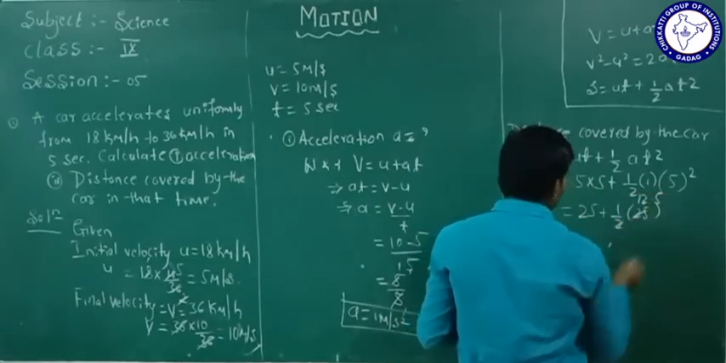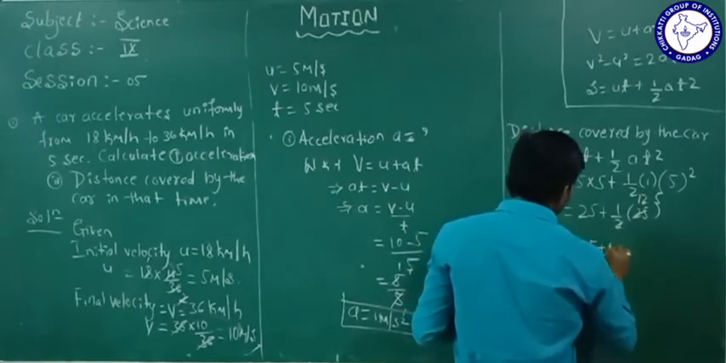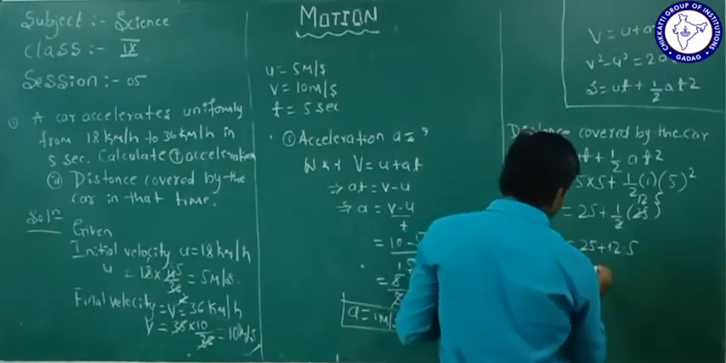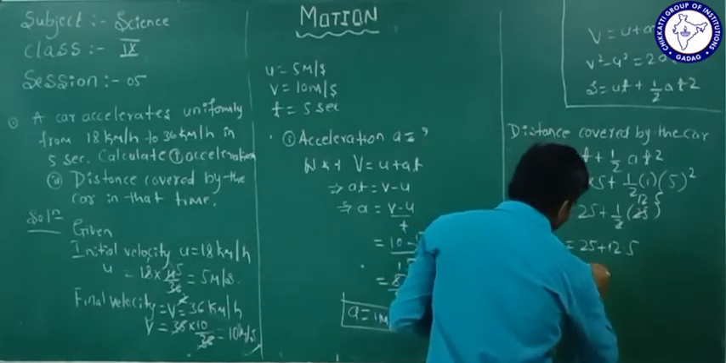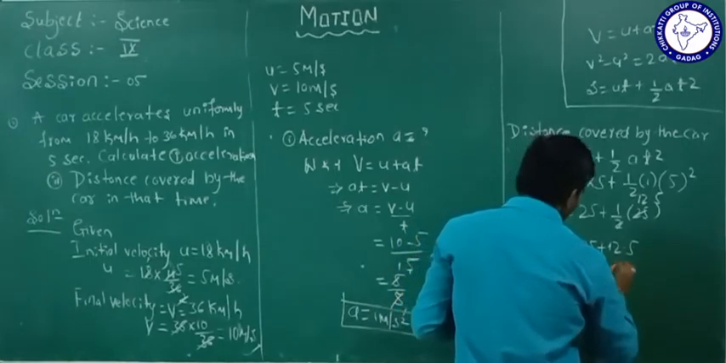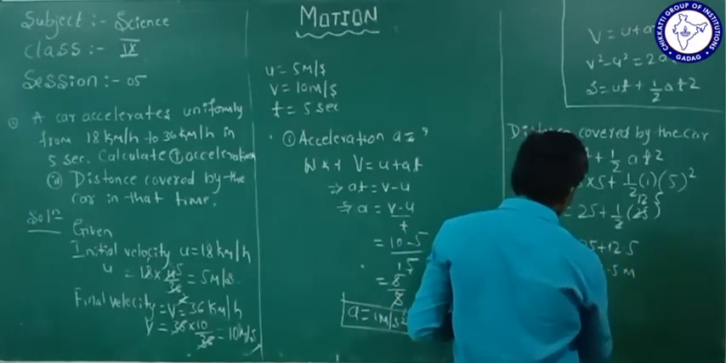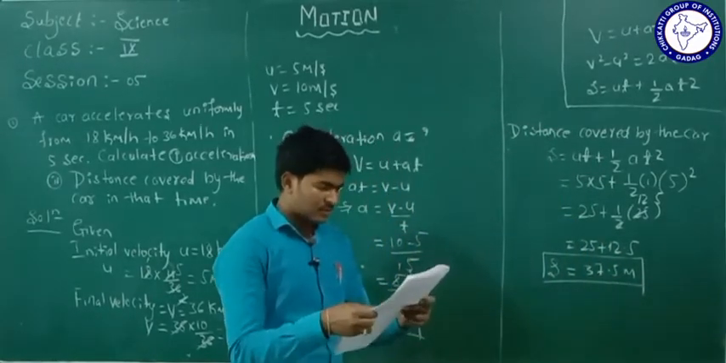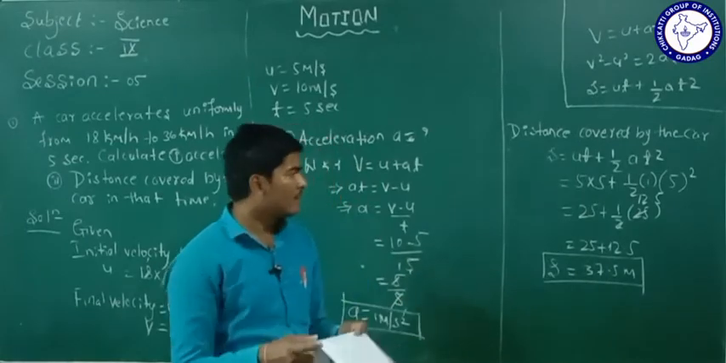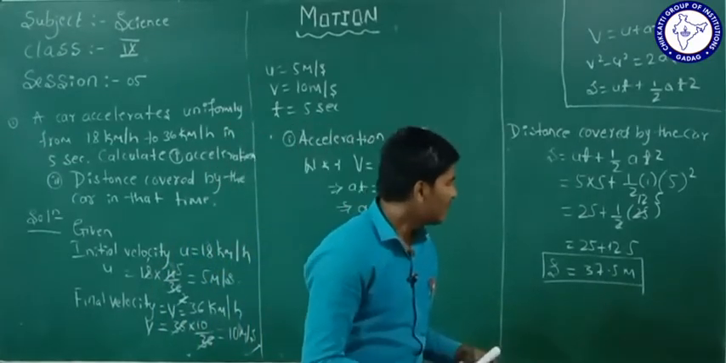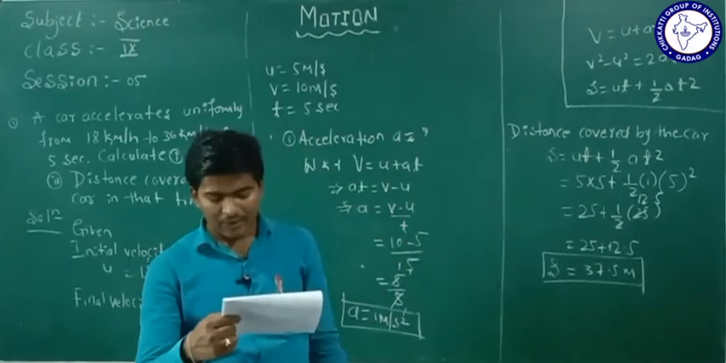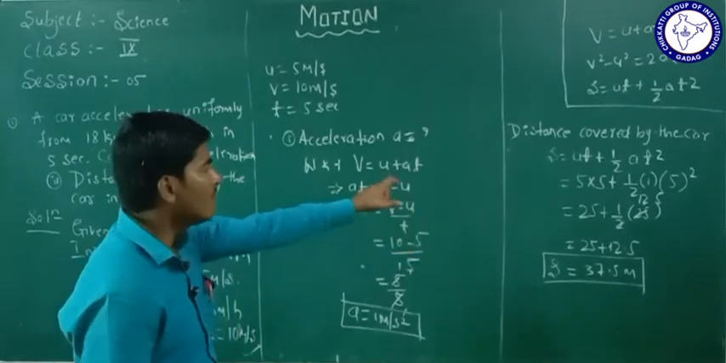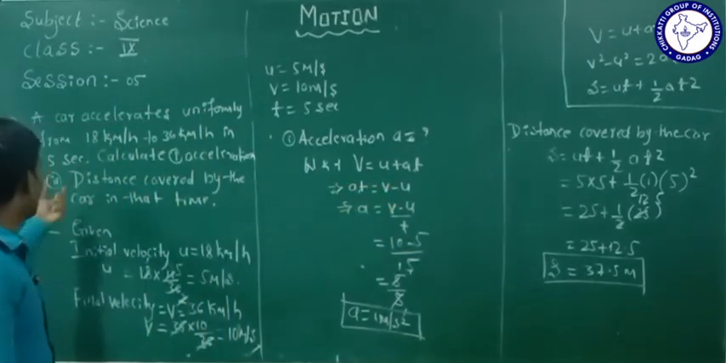That is 25 plus 12.5, so s is equal to 37.5 meters. The total distance covered by the car is 37.5 meters in the given time of 5 seconds.